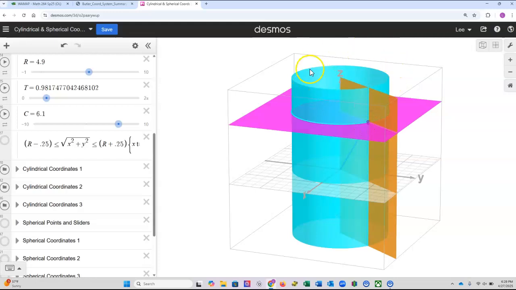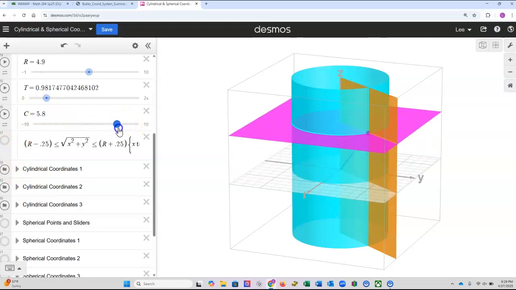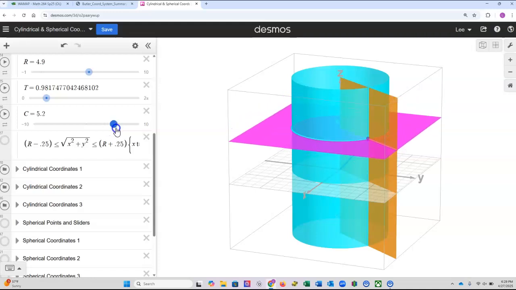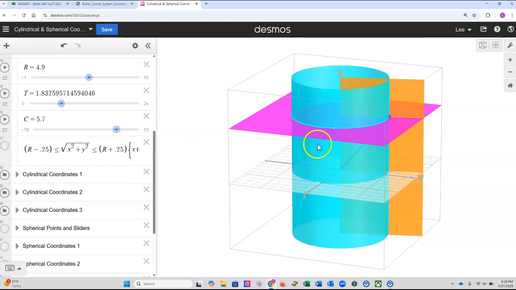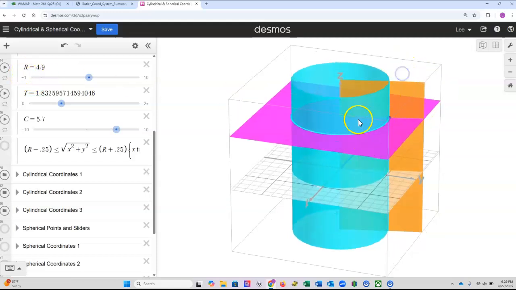So this light blue, again, is going to be where R is fixed, and I'm just moving in the Z and theta direction. So if I move the C value, that moves things up and down, but that light blue one stays fixed. If I move the T, that moves this one around, but again, light blue is fixed. So R is fixed in that. And this is where the name comes from, cylindrical coordinates, because if we hold our R constant in this coordinate system, then we get the shape of a cylinder. So it's named for that.